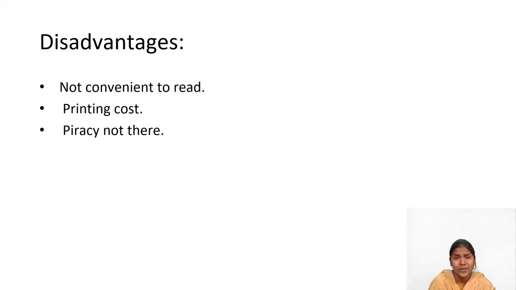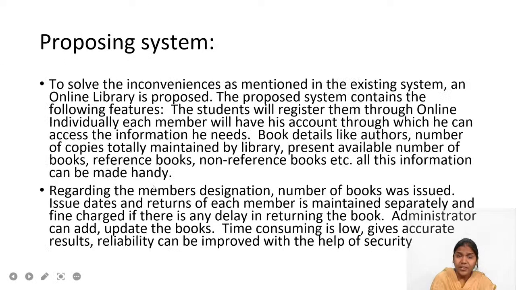So, here are a few disadvantages of our existing model, something like any bookstall. It is not convenient to read over that place completely. We can't spend the complete time over there. Printing cost takes much, right? To print a complete book only, we take a lot of cost, right? If you consider some number of books, then the cost increases, right? And piracy is not present over there. Whereas in our proposed system, to solve the inconveniences mentioned in the existing system, an online library is proposed.